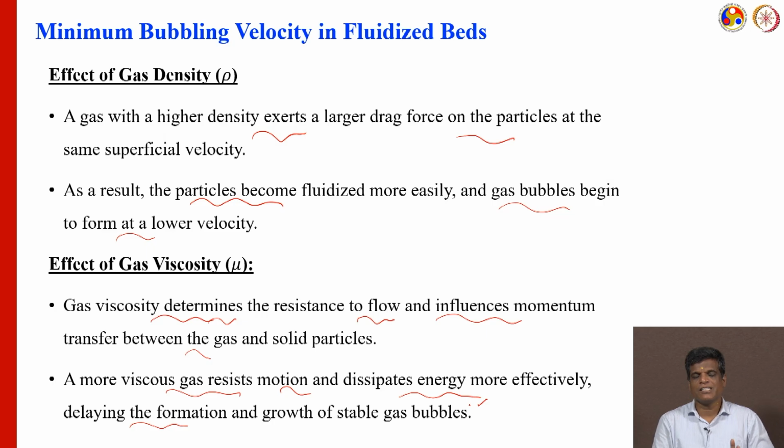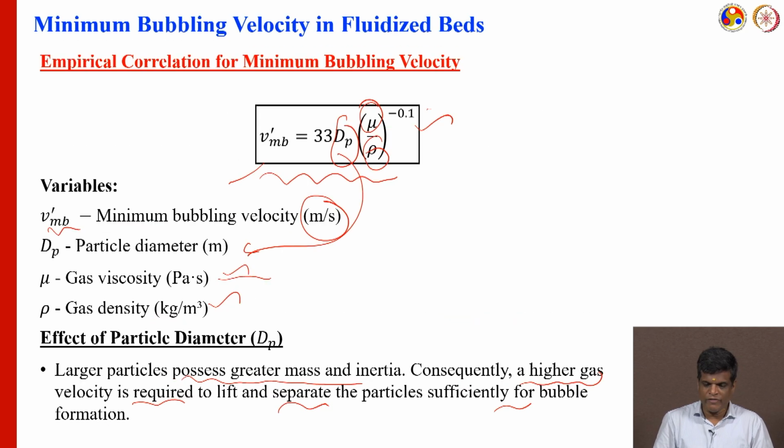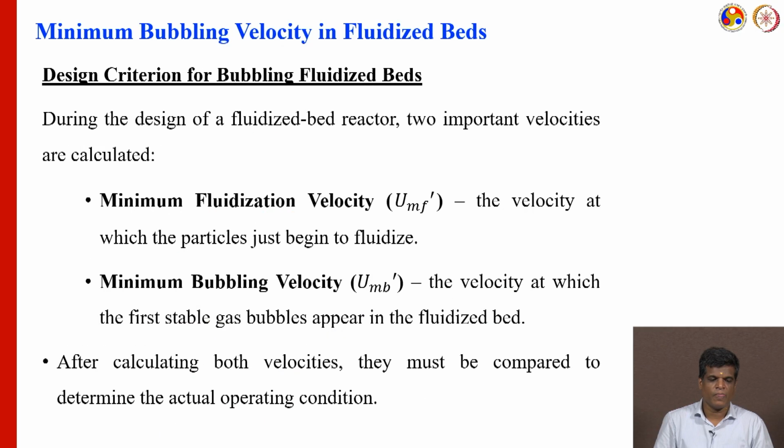So, now we have discussed three factors: gas viscosity, gas density, and particle diameter, and how they affect the minimum bubbling velocity VMB. That we discussed using the empirical correlation. Now, if we want to design the bubbling fluidized bed, we should know the minimum fluidization velocity and the minimum bubbling velocity.